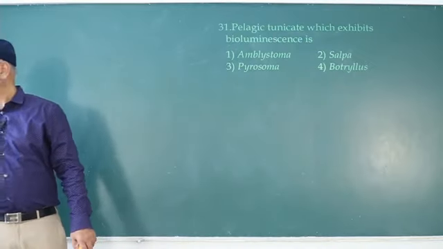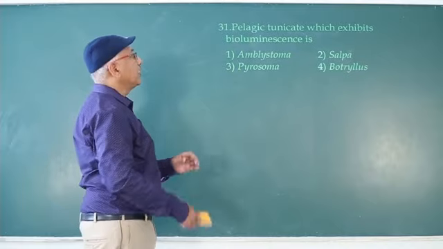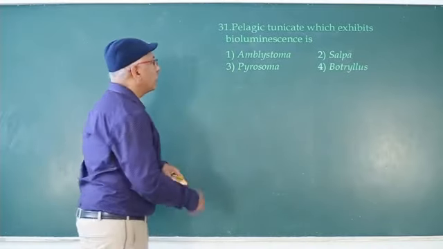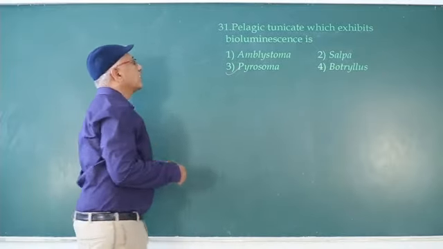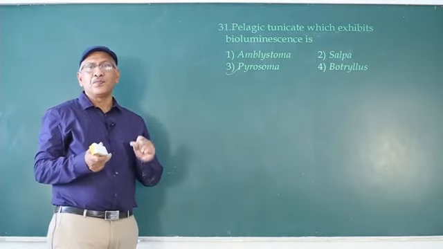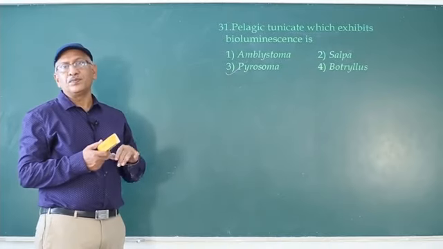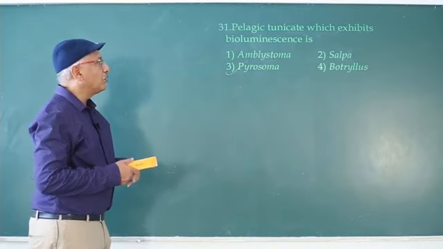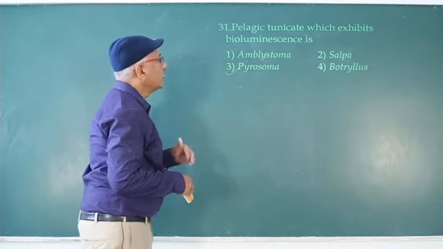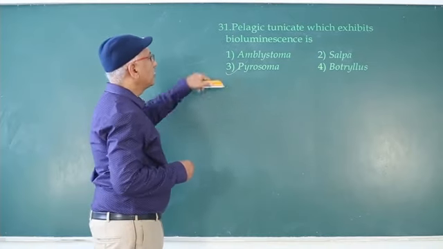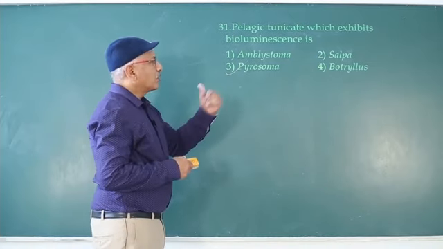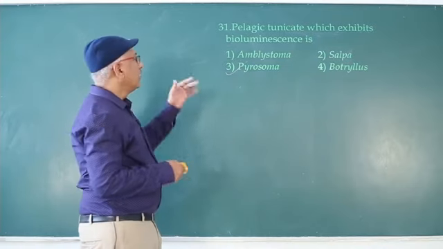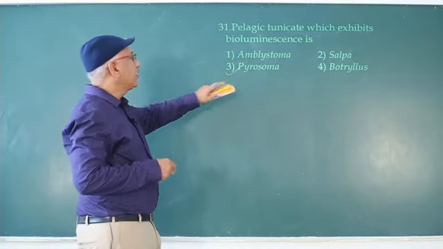Next question, pelagic tunicate which exhibits bioluminescence. Pelagic, floats in water. Tunicate, Pyrosoma. The strongest cold light, an abundant amount of cold light, is emitted by Pyrosoma. When compared to any animal, the strongest light is emitted by Pyrosoma. Salpa and Ascidian are also tunicates, but the strongest cold light is emitted by Pyrosoma.